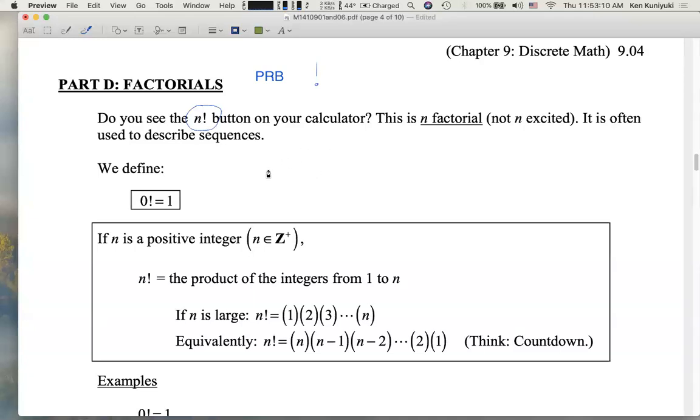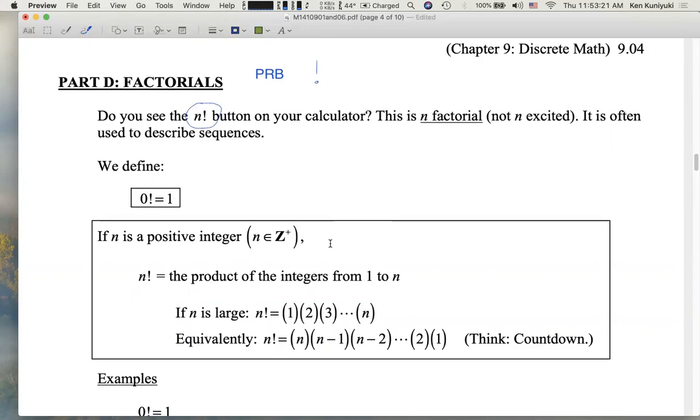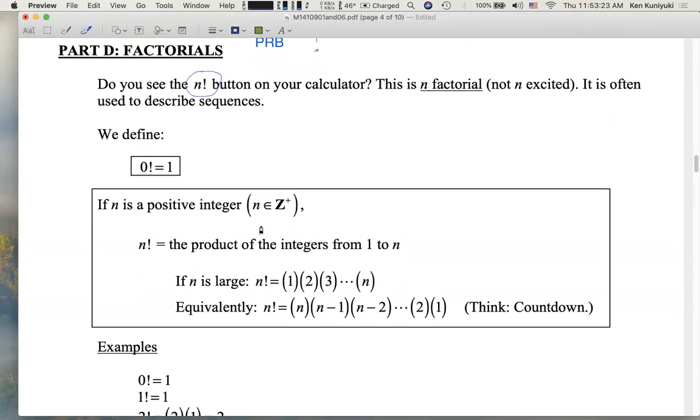For example, in the series expansions for sine of x and cosine of x, you'll use factorials in the denominators. All right, now we define 0 factorial to be 1. That makes everything work out. If n is a positive integer, if n is in the set Z plus, then n factorial is the product of the integers from 1 to n.